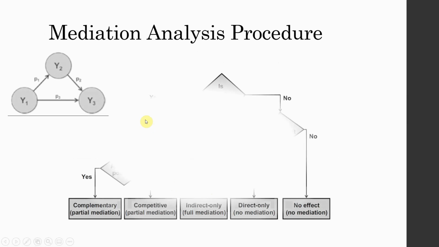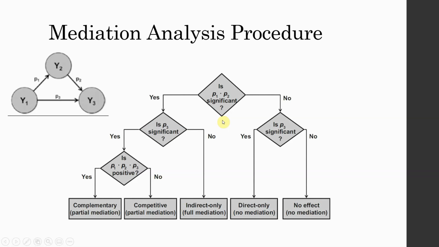Mediation analysis procedure. What is the procedure of mediation analysis? Are P1 and P2 significant? If yes, they are significant, then assess: is P3 significant? That is the direct relationship from your independent variable to your dependent variable, whereas P1 is your relationship from independent to mediator and P2 is your relationship from mediator to dependent. If P3 is significant, we check for complementary or competitive mediation. If P1, P2 and P3 are all positive, you've got complementary partial mediation, otherwise you've got competitive partial mediation.